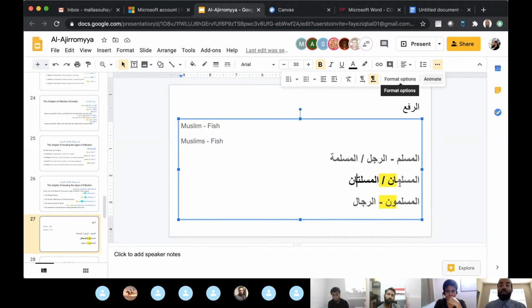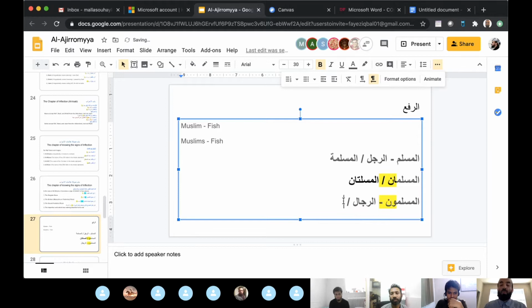You see how here there is no ta for the masculine. So therefore, when you say al-Muslimani, we don't have to say al-Muslimatani. We don't, because there is no ta. But here, when you say one Muslim woman, you have to add this ta to it. Also, when you make it dual, you have to keep that ta. You cannot remove that ta. So you say al-Muslimatani. That's the dual.